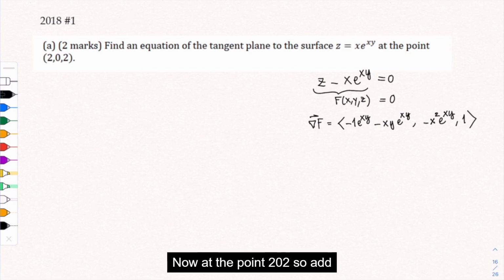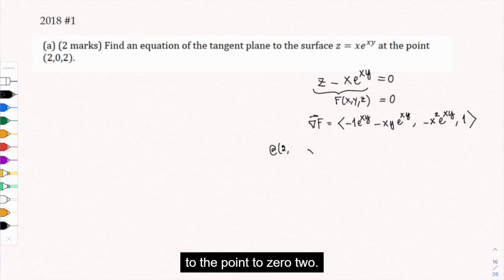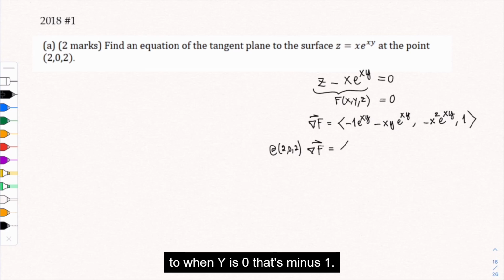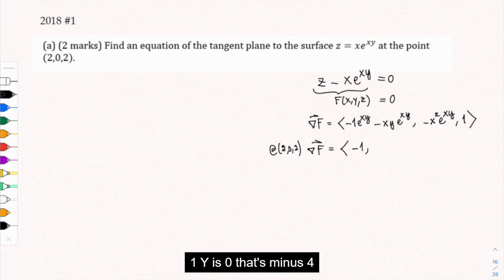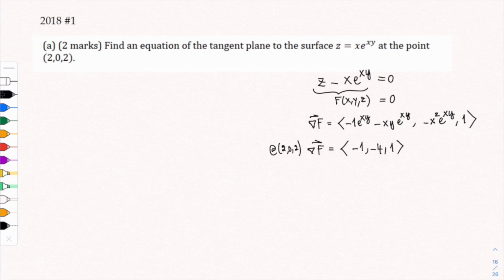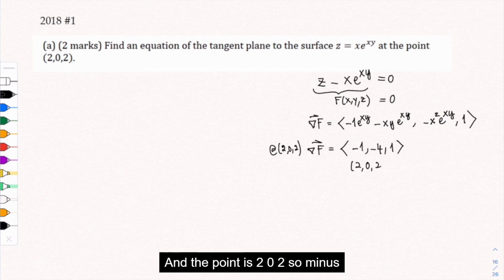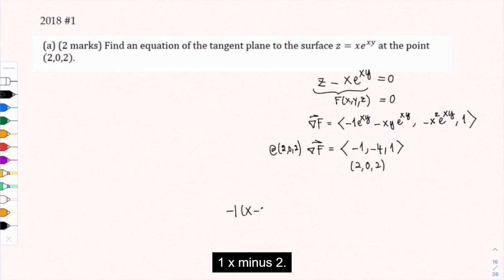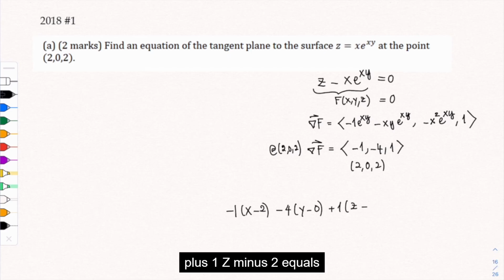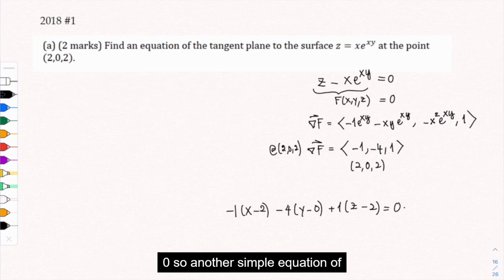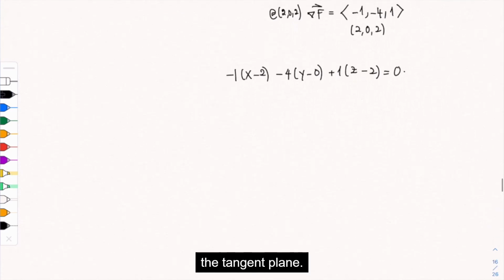Now at the point (2, 0, 2), the gradient of f is equal to, when y is 0, minus 1, minus 4, and 1. And the point is (2, 0, 2). So minus 1 times (x minus 2), minus 4 times (y minus 0), plus 1 times (z minus 2) equals 0. So that is another simple equation of the tangent plane.